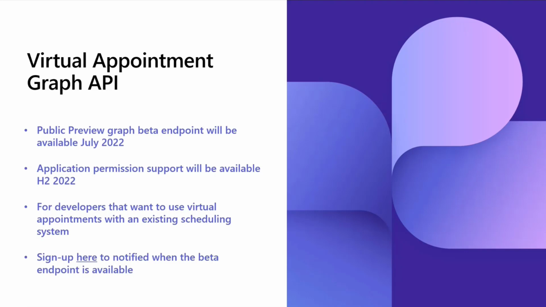So delegated permissions are supported in the public preview, and then application permissions will kind of fast follow in the year. Just to reiterate, this is for developers that want to use the virtual appointments with an existing scheduling system, and you get all of that B2C functionality. And like I said, the beta endpoint is going to be available in the next few weeks.